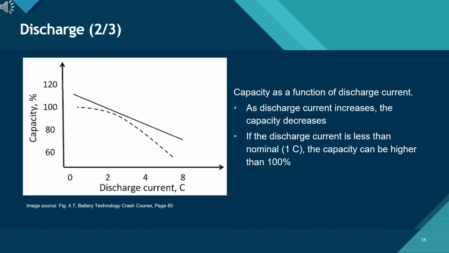In practical terms, this means that devices drawing lower current can achieve longer runtime from the same battery compared to high-power applications.